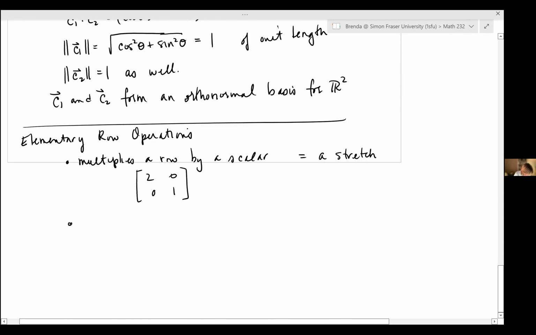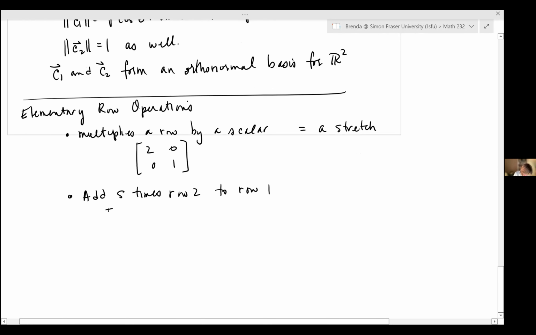Okay, let's take a look at the next one. Another one of our row operations is add S times row 2 to row 1. That looks like this. Take row 1, add S times row 2 to it. That is a horizontal shear.